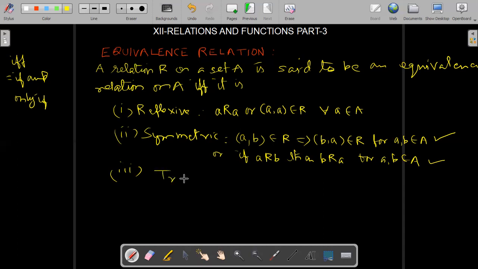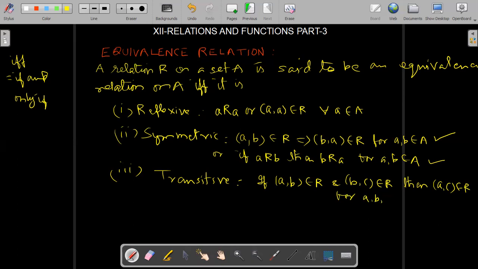And the third one is it is transitive. Transitive means if (a, b) belongs to R and (b, c) belongs to R, then, or implies that, (a, c) belongs to R. This is not for all numbers, but whatever is there.